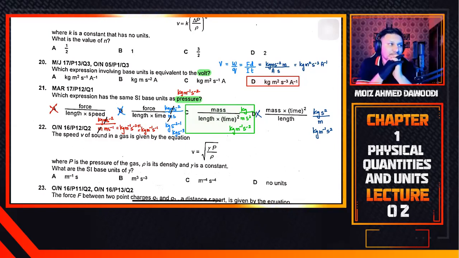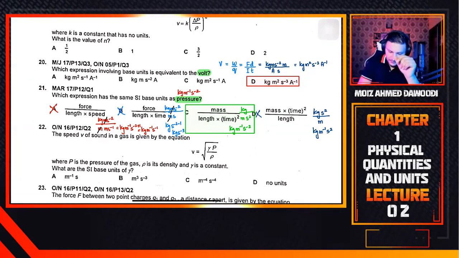Okay. The speed v of sound in a gas is given by, where p is the pressure of the gas, and rho is the density. And gamma is a constant. What is the SI base unit of gamma?